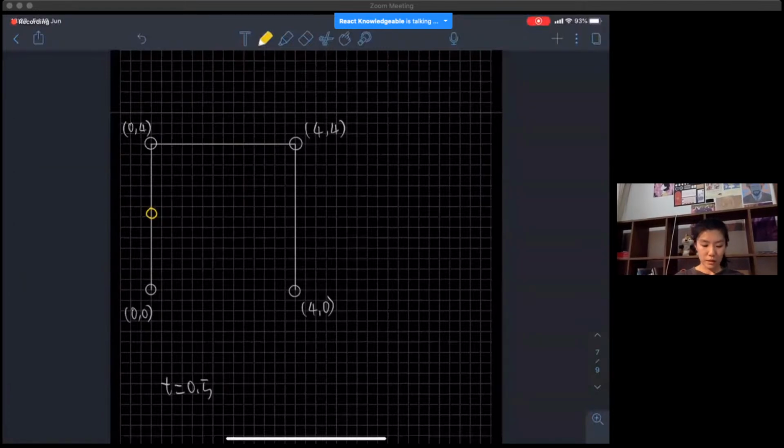And it looks like my second point will be here. Is it the middle point? Good enough, I guess. So the coordinates will be (2, 4), right? Do you agree with me? Please correct my math if I'm doing it wrong. And then the third point will be here, and the coordinates will be (4, 2), right? And then what you do is you connect these points.